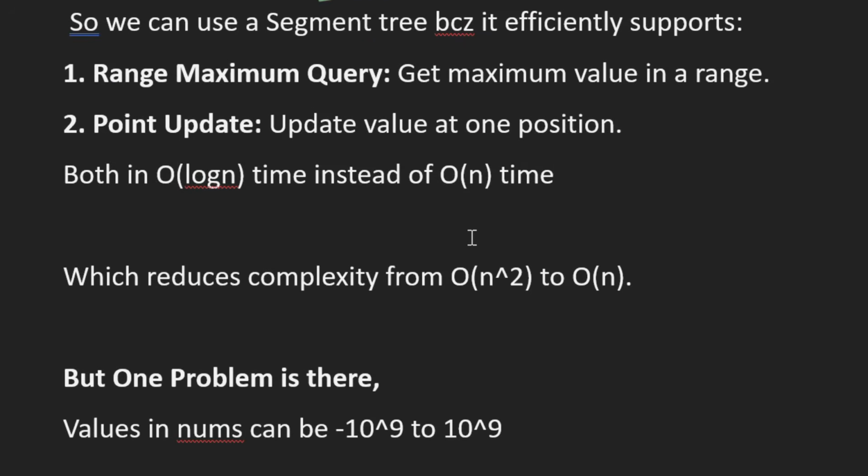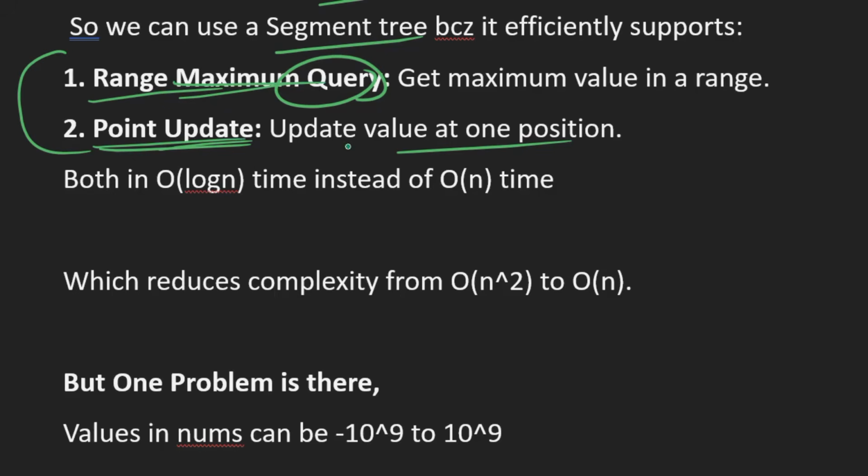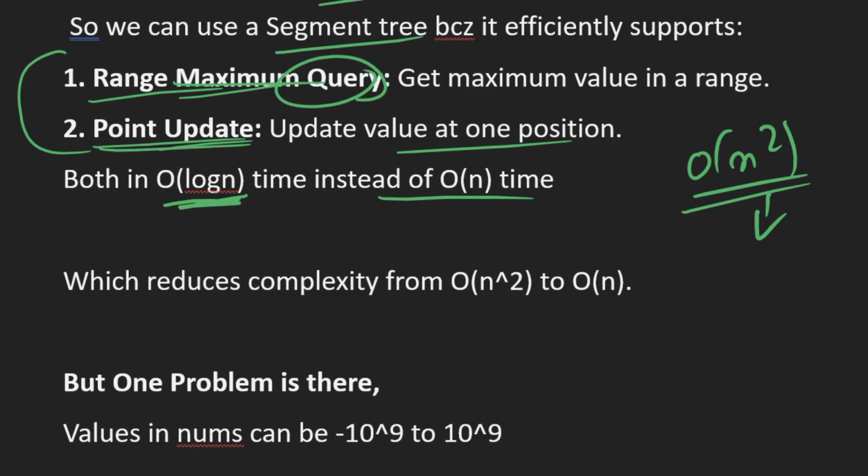As we know, for range queries we use either a segment tree or a Fenwick tree. Here we use a segment tree because it gives us the range query, and it also does point update, that is update at one position. Both range maximum query and point update are done in log n time instead of n time. So earlier our time complexity was O of n square, but now using a segment tree it will be reduced to n log n.